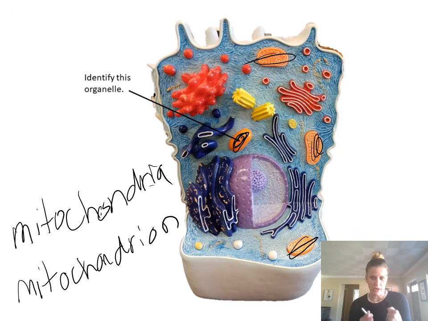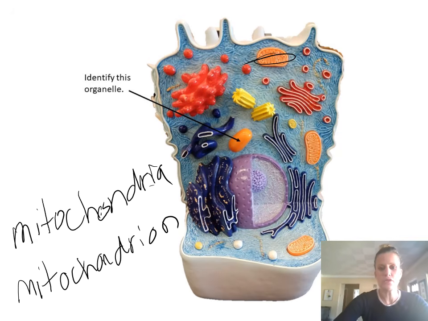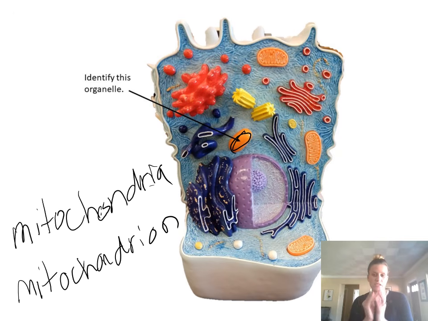These are like the powerhouses of the cell. This is where we make all of our fuel, our ATP, to fuel the cell so that it can have energy and make things happen. The reason that these look a little bit different from each other, this one that it's pointing to is just showing it from the outside. The outside looks nice and smooth.